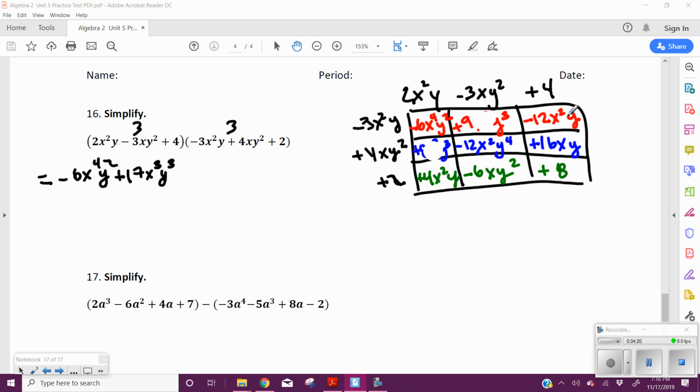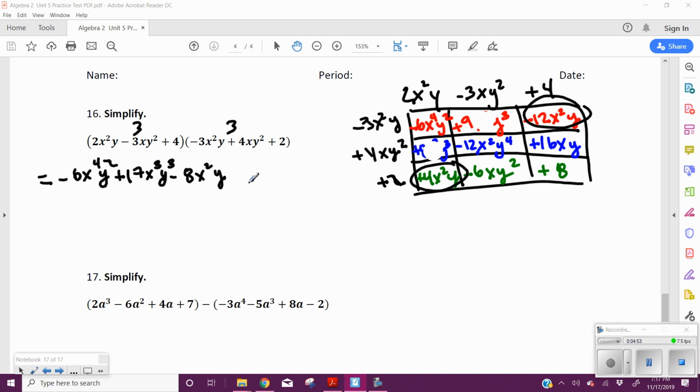The next term, I have x squared and y. His like term is all the way down here. So I have a negative 12 and a positive 4. So that's going to give me a negative 8 x squared y. And then I see that the remaining terms don't have any matches.